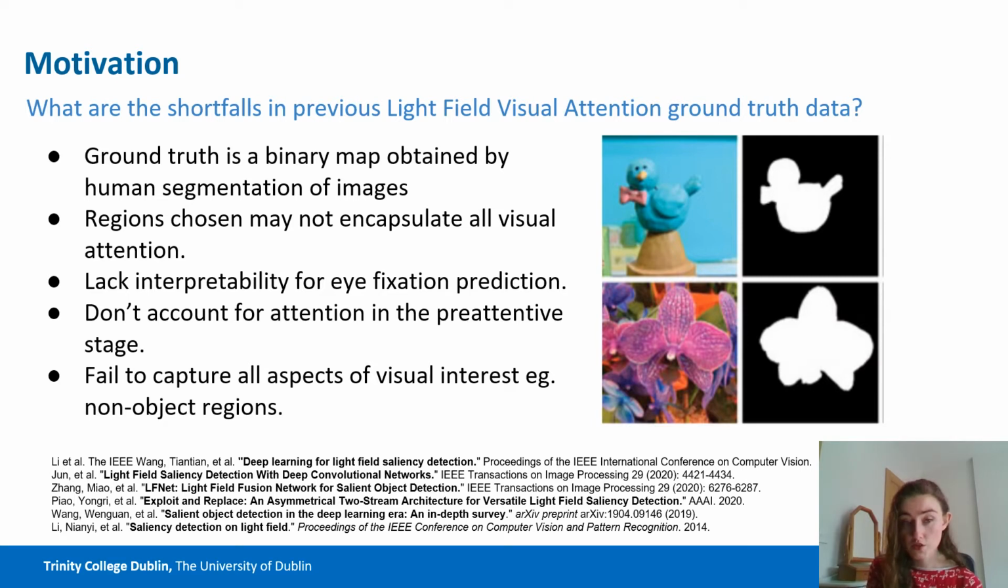The regions chosen may not encapsulate all visual attention. They lack interpretability for eye fixation prediction. They don't account for attention in the pre-attentive stage before people recognize what they are seeing, and they fail to capture all aspects of visual interest, for example, non-object regions such as text. And this is why we have decided to make our own light field visual attention ground truth dataset.